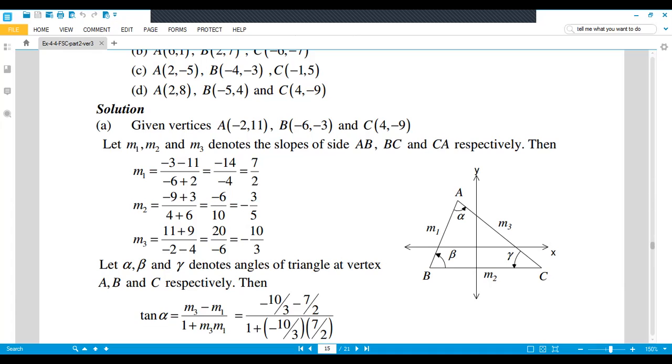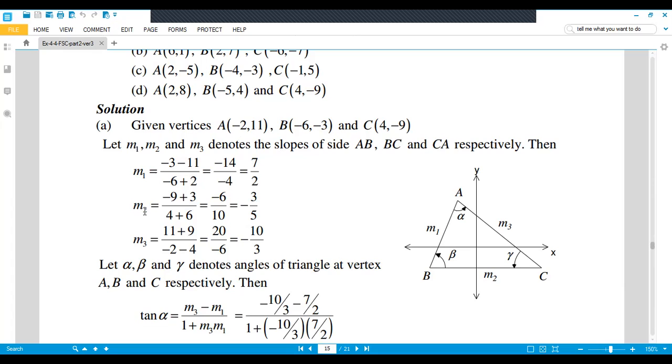So for this, first of all, we find M1. For M1, which vertices will we use? A and B. Same formula, two-point form, y2 minus y1 divided by x2 minus x1. So minus 3 minus 11 divided by minus 6 minus minus 2, which is plus 2. So we get minus 14 over minus 4, cancel with 2. So we get 7 over 2. So the slope m1 value is 7 over 2.